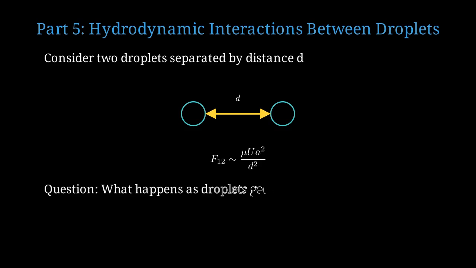An important question: what happens as droplets get closer together? As separation decreases, the interaction force increases dramatically, following an inverse square law. This graph shows how interaction force diverges as droplets approach each other. The closer they get, the stronger they interact.